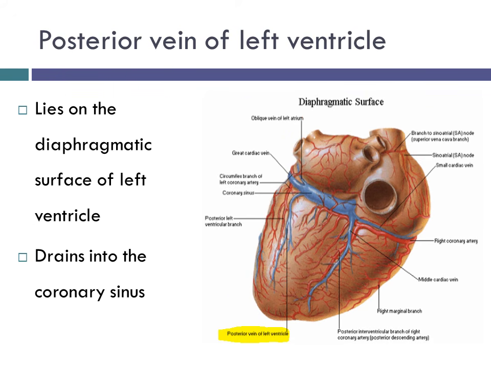Then on the diaphragmatic surface, we have the posterior vein of the left ventricle, which lies on the diaphragmatic surface of the left ventricle and drains into the coronary sinus.